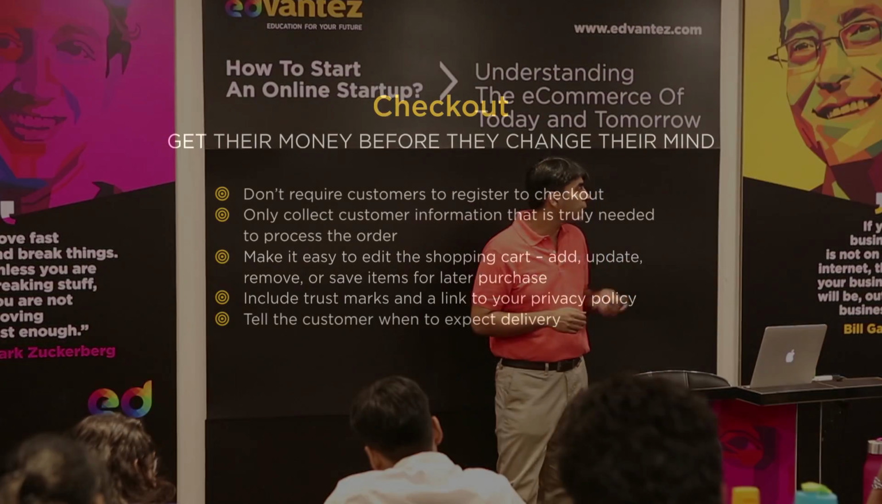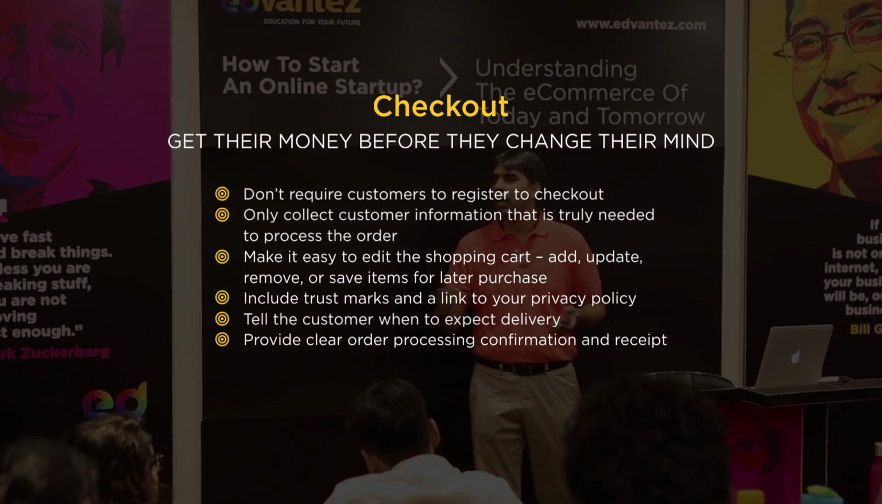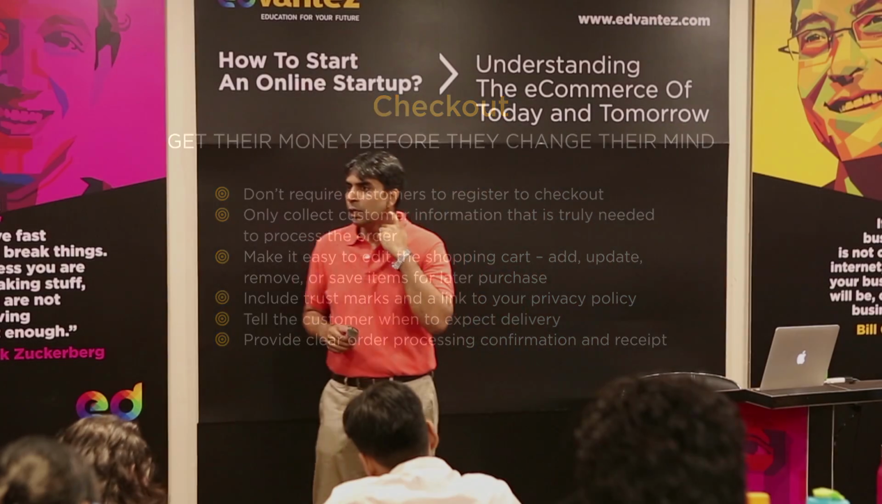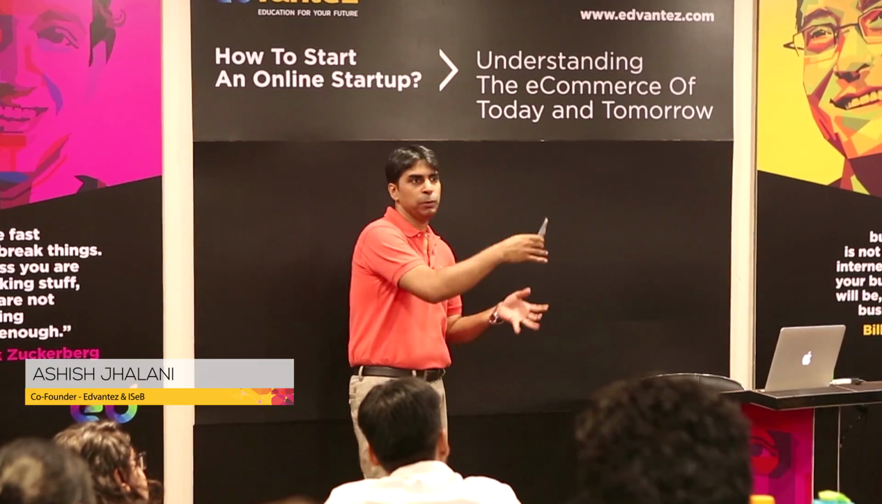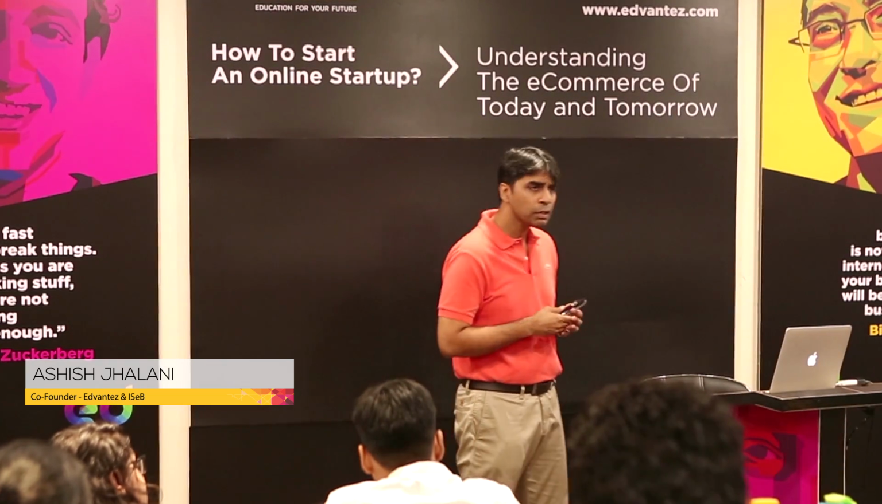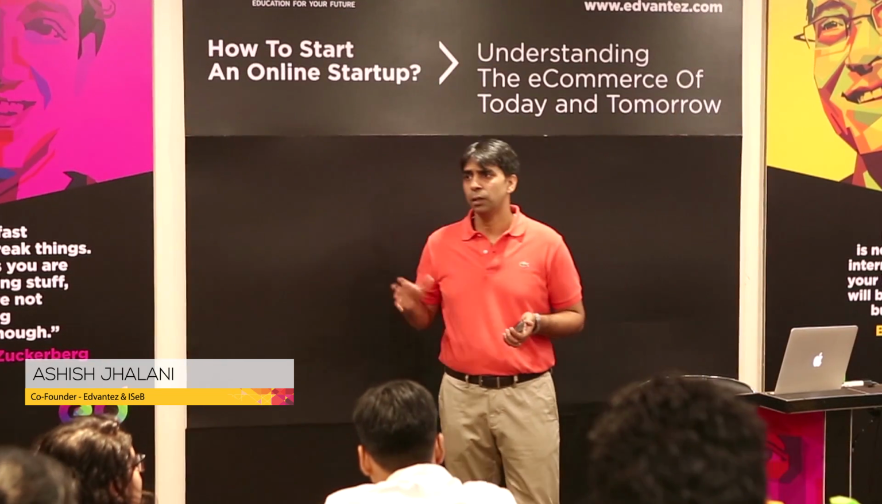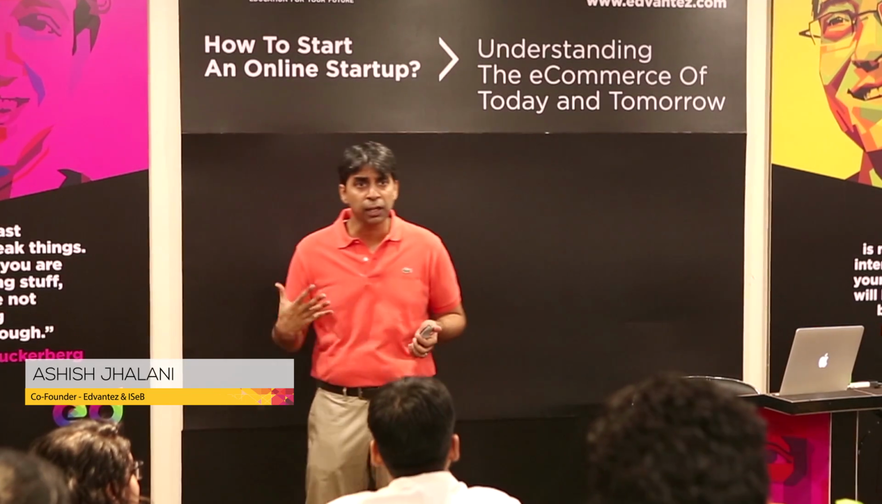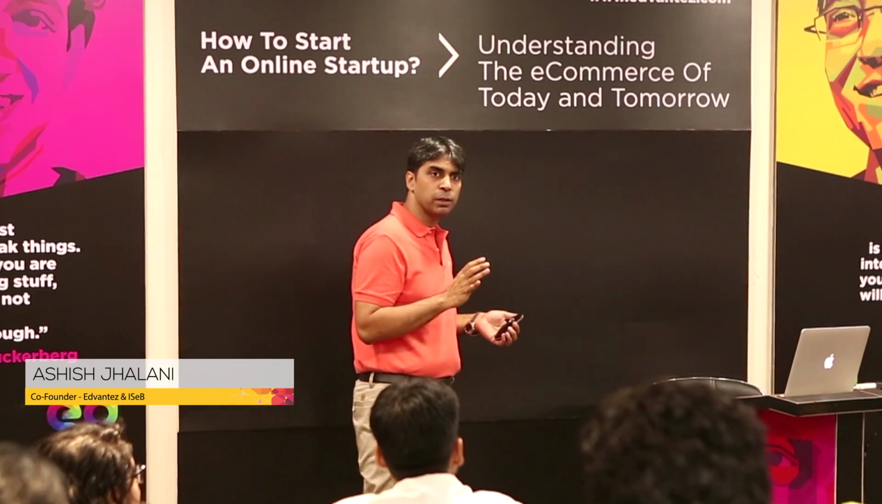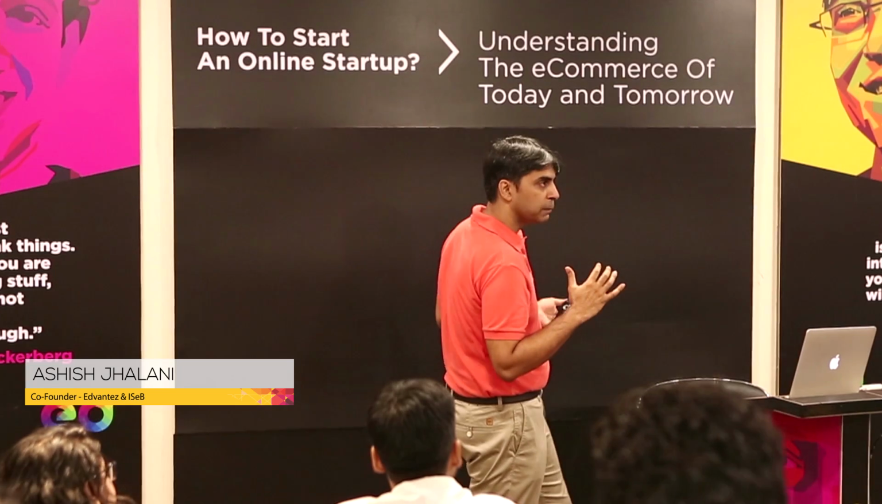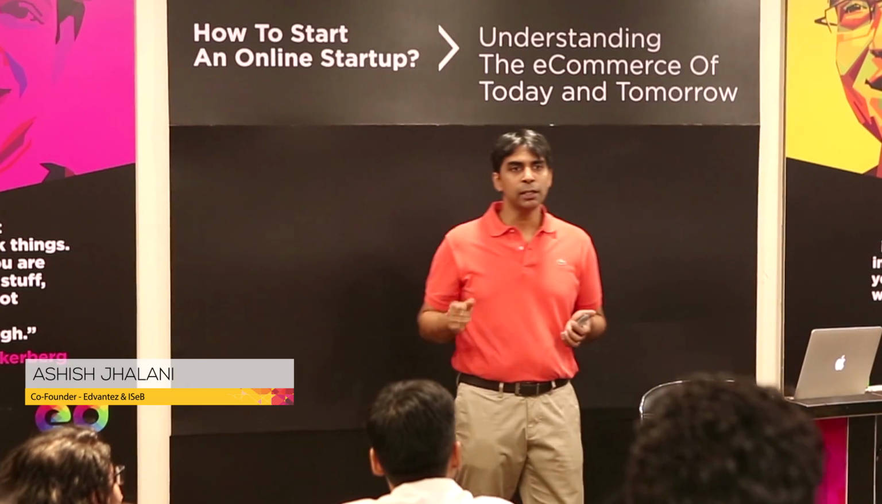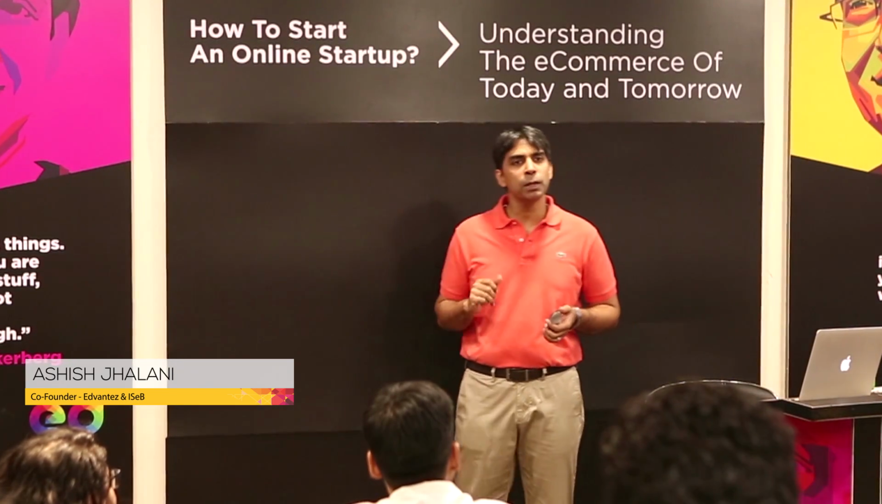Provide clear order processing confirmation and receipt. What happens on some sites, and this happened to me a couple of times, only a few months back: the customer puts in the information, their credit card, etc. They check out, and the confirmation comes, meaning your order is complete. They get a simple line: your order has been completed, your order number is such and such. I don't think that's a clear order processing confirmation or receipt.